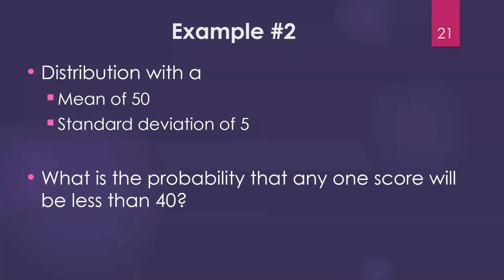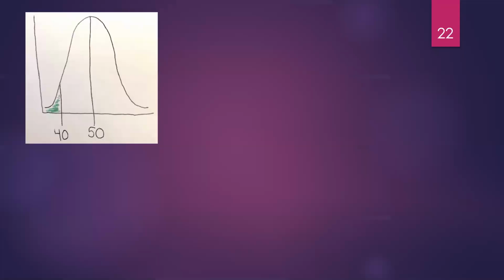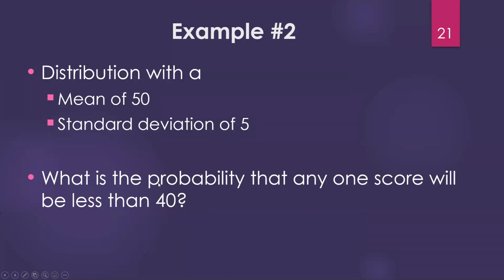We can do a separate example now, getting a little trickier. A distribution with a mean of 50 and a standard deviation of 5. What's the probability that any one score will be less than 40? So again, we go through and do our steps, where the first step is to draw in our curve, put our mean in, put in the value we're trying to find, and then shade in the area we're trying to find. Here, this problem is asking us, what's the probability that any one score will be less than 40?